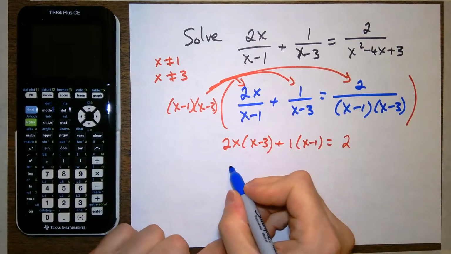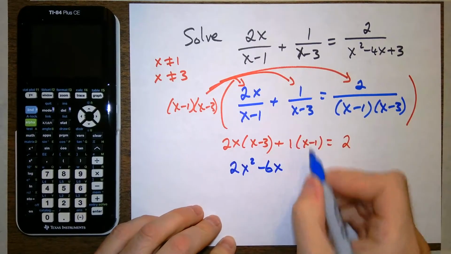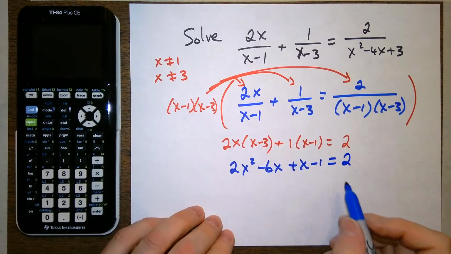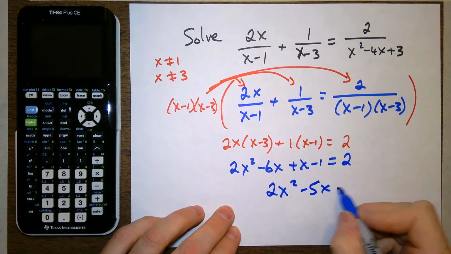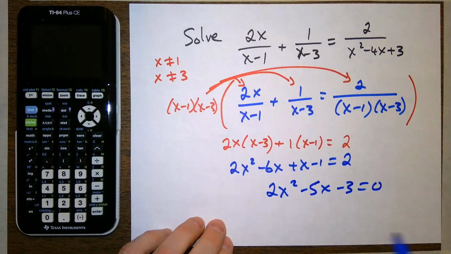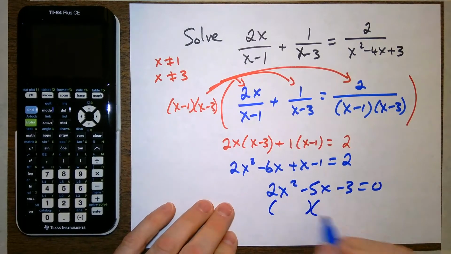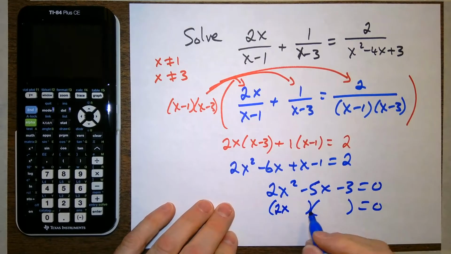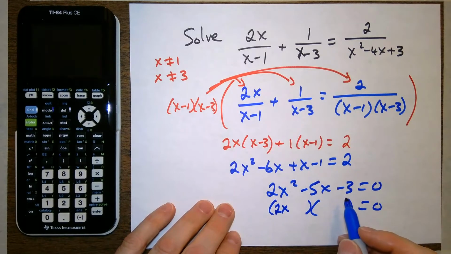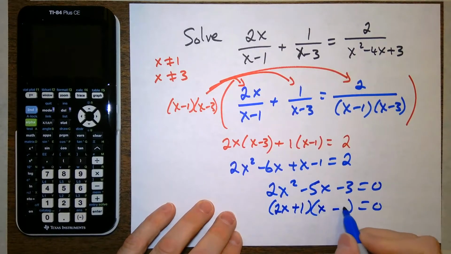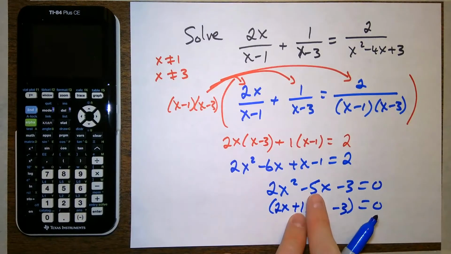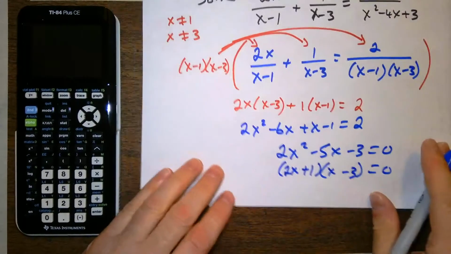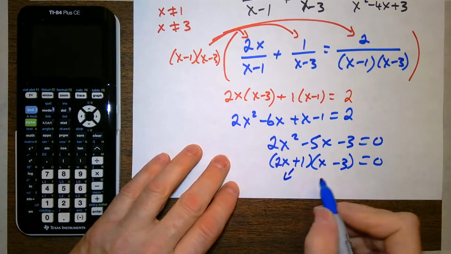If I distribute, I'm going to get 2x squared minus 6x plus x minus 1 equals 2. I'm going to subtract the 2, combine like terms. I get 2x squared minus 5x minus 3 equals 0. This is going to factor very nicely here. And I'm going to get 2x plus 1 and x minus 3. Let's see, will that give me 2x squared and a negative 3, negative 6x and a positive x gives me the negative 5x. And then set each factor equal to 0 and solve.